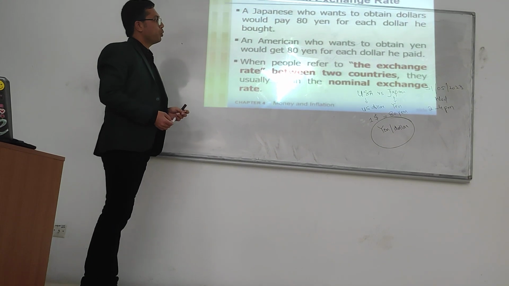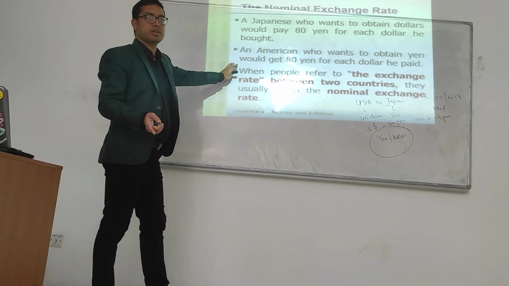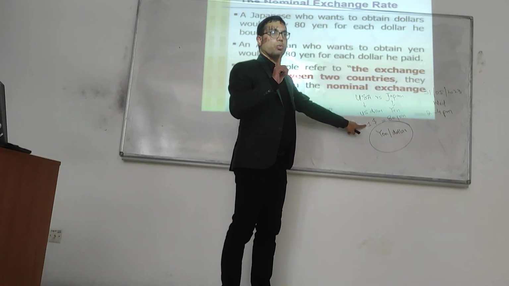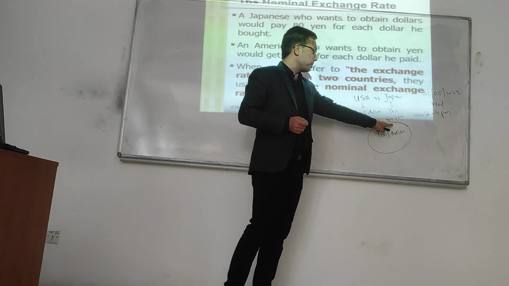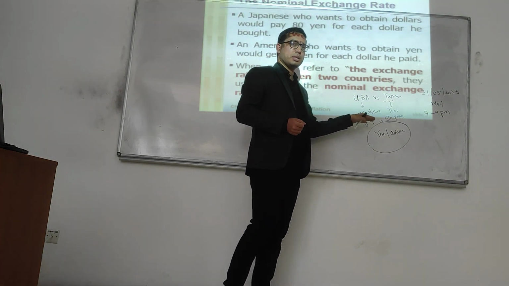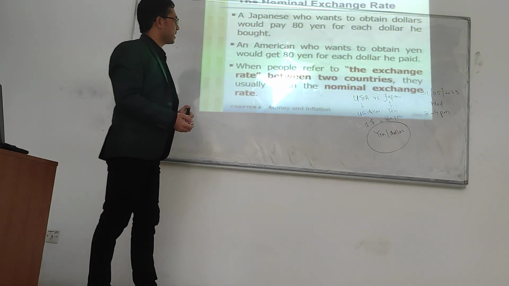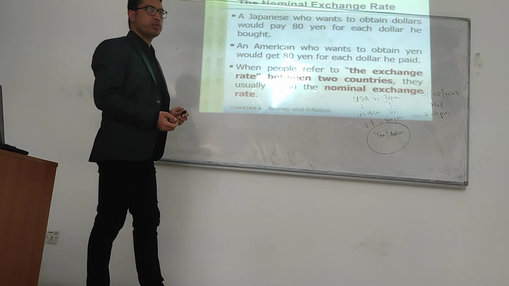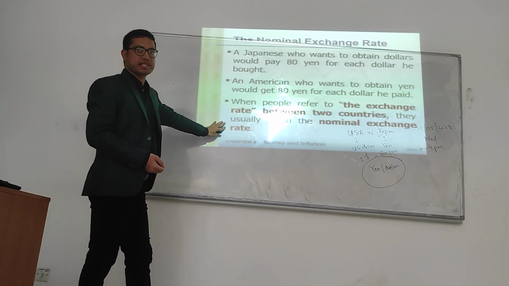An American who wants to obtain yen would get 80 yen for each dollar. So for each dollar, the American will pay $1 and he can get 80 yen. But a Japanese will pay 80 yen per $1. This is the exchange rate, or it is known as the nominal exchange rate. When people refer to the exchange rate between two nations, they usually mean the nominal exchange rate.